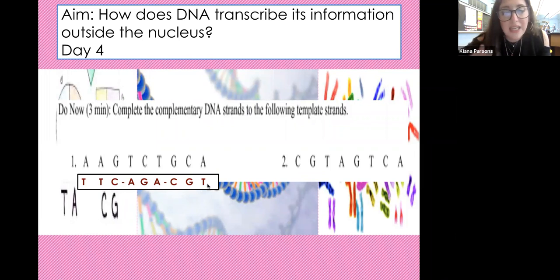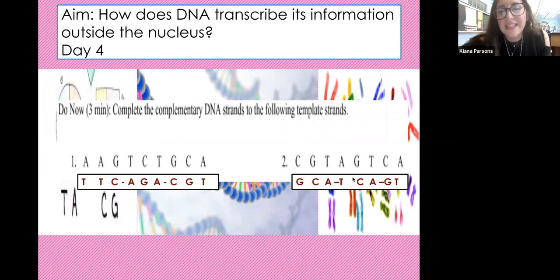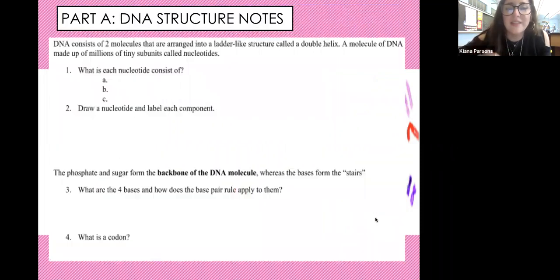A always bonds with T, G always bonds with C, although we're about to add another level of complication to that, but not yet. So the second one, CG, GC, TA, AT, GC, TA, CG, AT. All right.